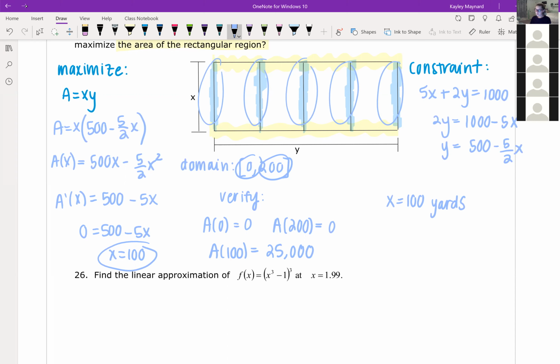Awesome. And if x is 100, by our constraint, that means that y is going to be 500 minus 5/2 times 100. And 5/2 times 100 is 250, so 500 minus 250, which is 250 yards. And you're done.